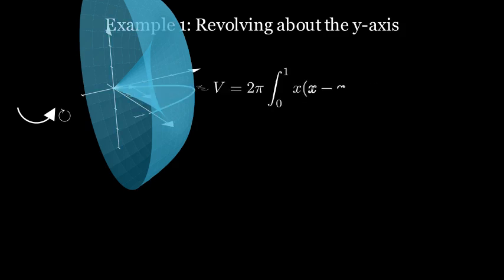We set up our volume integral as 2 pi times the integral from 0 to 1 of x times x minus x cubed. Evaluating this integral yields a final volume of 0.26 repeating pi.